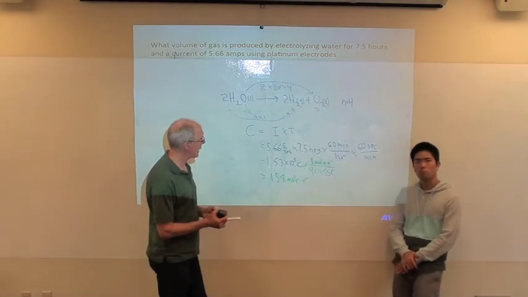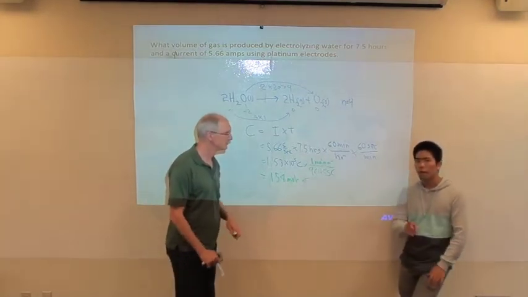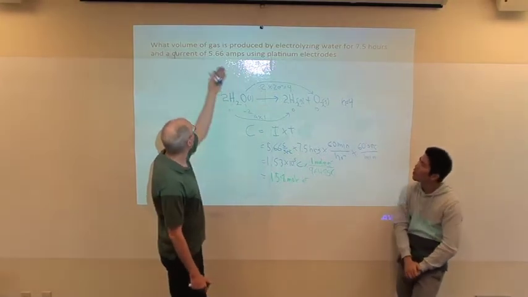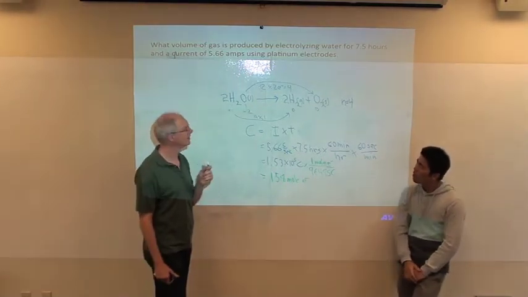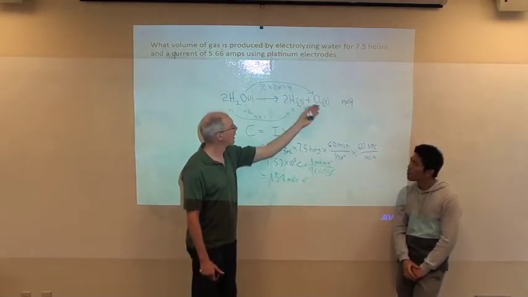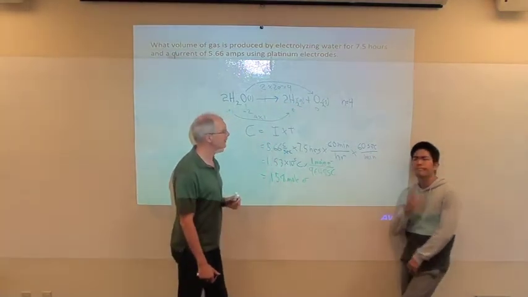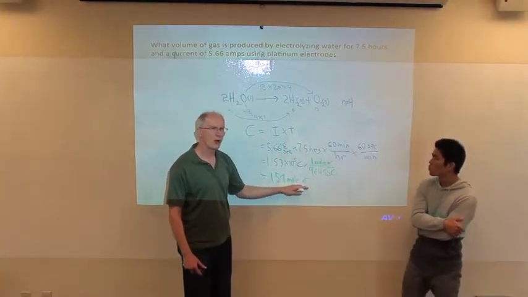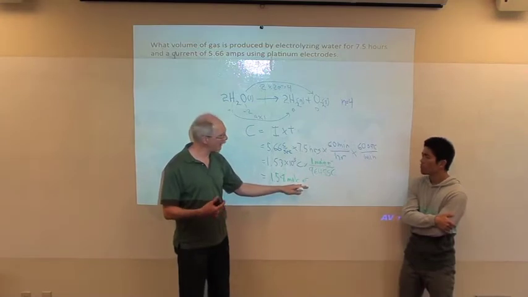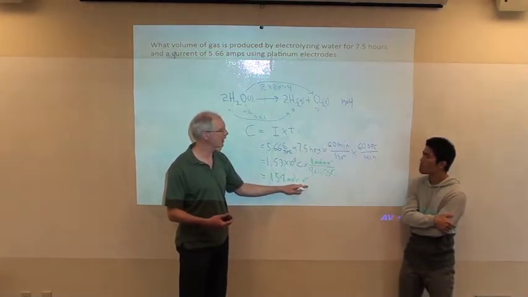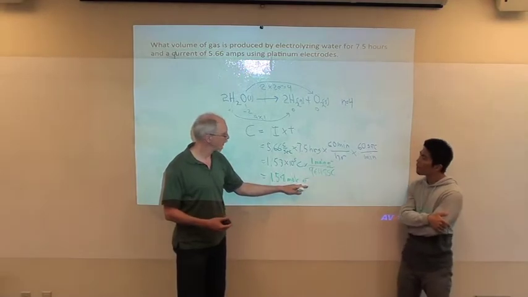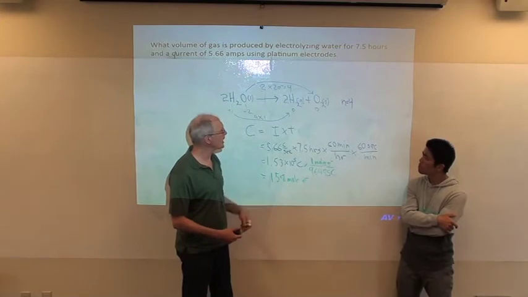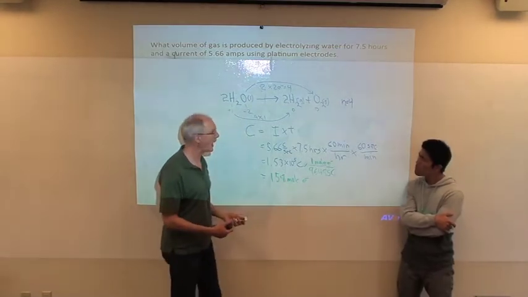Okay. Now comes the tricky part, because now how are we going to relate moles of electrons back to what we have here? I'm asking about the volume of these gases that are produced. I have moles of electrons, and I know that if I have moles of a gas, I can use the ideal gas law to calculate a volume. So I have to use the balanced equation to figure out the ratio of moles of electrons to moles of gas.